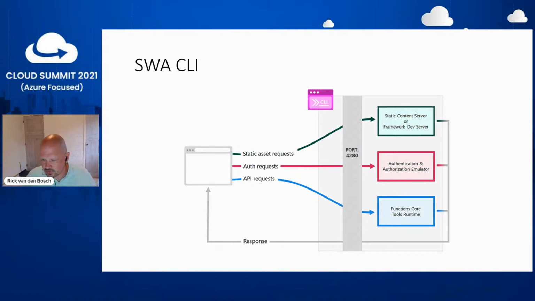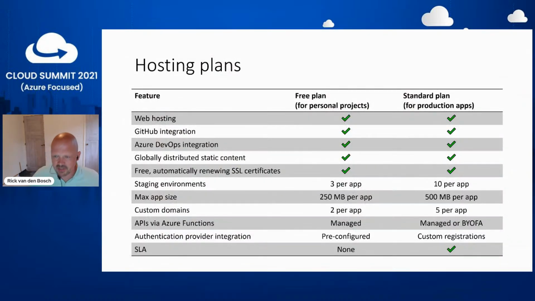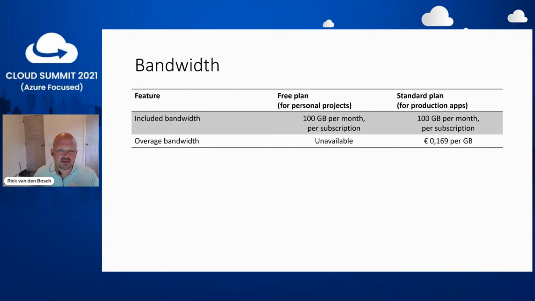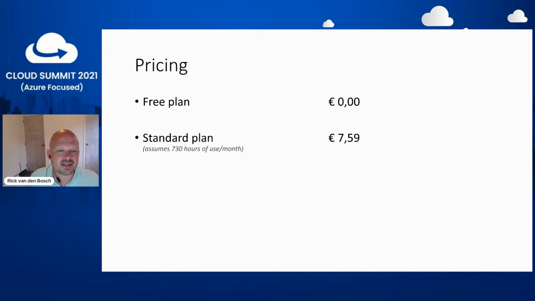And then I'm going to skip on to hosting plans, where it actually says what we have for the free plan and the standard plan. You don't have an SLA for the free plan, so that's a thing. But for the rest, you have a lot of stuff available. And as it said, it was €0 for the free plan and $7.59, assuming 730 hours of use per month, for the standard plan.